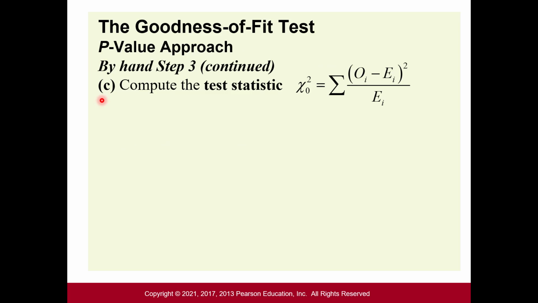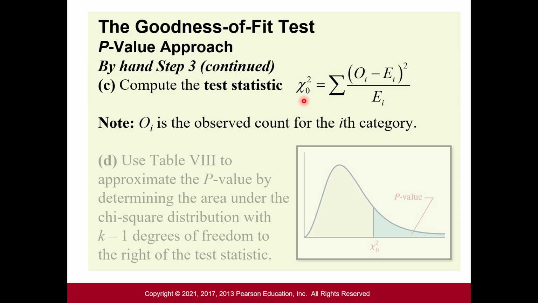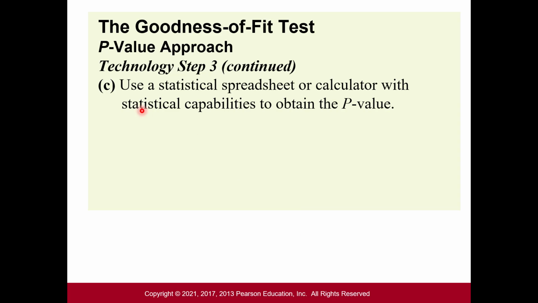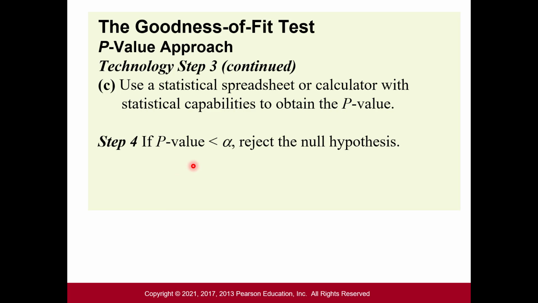So starting over at step 3c, you still compute your test statistic, chi naught squared. And then when you go to your chi-square distribution table, this time you're looking for the p-value, which is actually your area under your curve. So it's the probability or the area under the curve. And that's also going to be based on your k minus 1 degrees of freedom. You can also use technology instead of the distribution table to get your p-value. And then step 4, this time you're comparing your p-value to alpha. And if your p-value is less than alpha, that's when you reject the null hypothesis. And then we state our conclusion.